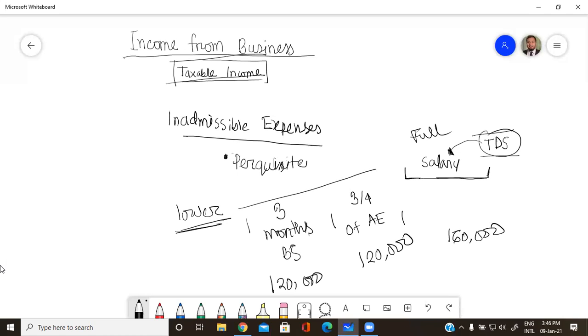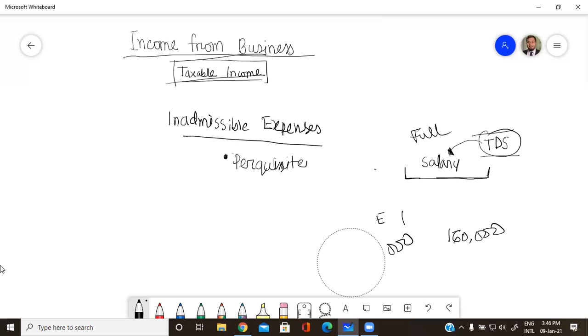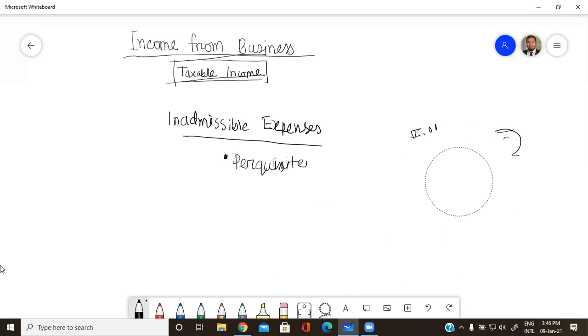If it is like that, say the 3 months basic salary is 130,000. In that case, the amount can be maximum how much? You can show which is the lower between these two. You can show 120,000. Okay. So let's continue.